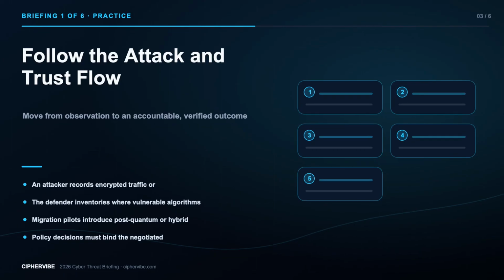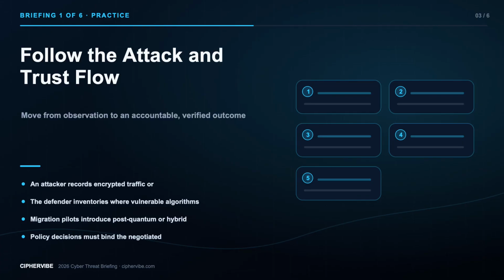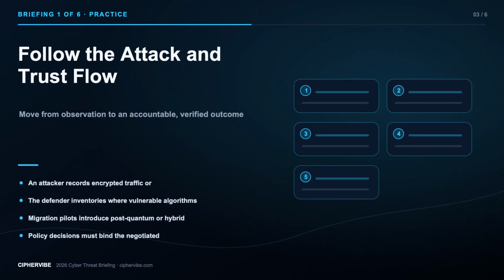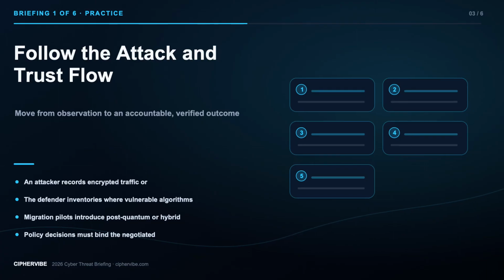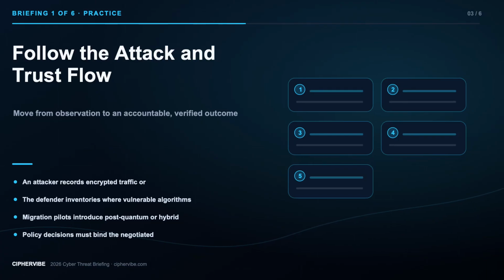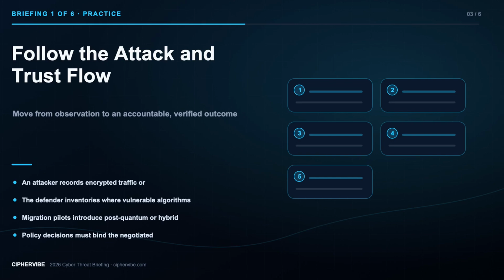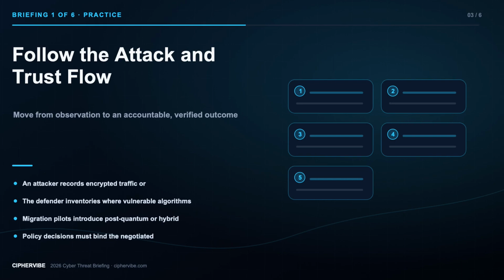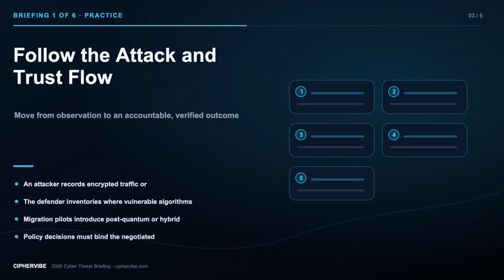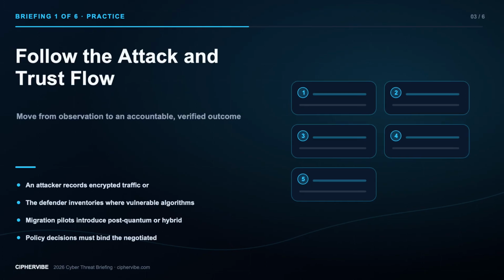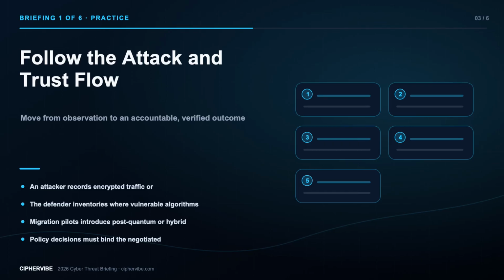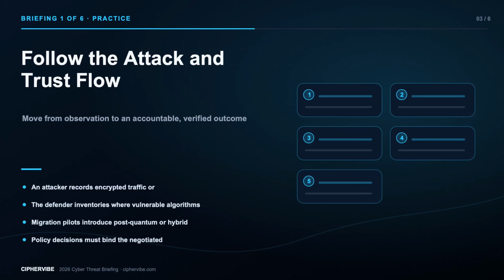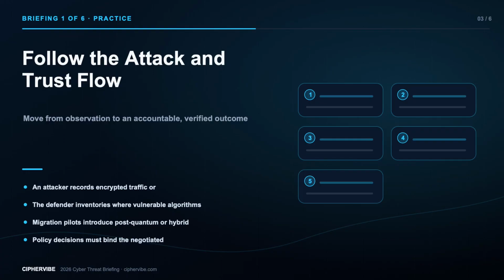Third, migration pilots introduce post-quantum or hybrid mechanisms, test size and latency effects, validate interoperability, and detect downgrade behavior. Fourth, policy decisions must bind the negotiated cryptography, identity proof, device posture, and session context so a modern algorithm cannot mask a weak trust path. Fifth, operations continuously observe certificate failures, rejected algorithms, stale endpoints, vendor readiness, and emergency rollback without silently restoring obsolete protection.